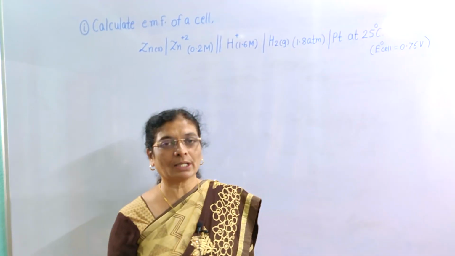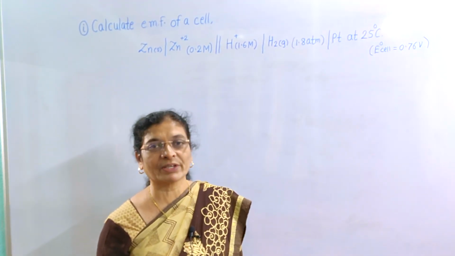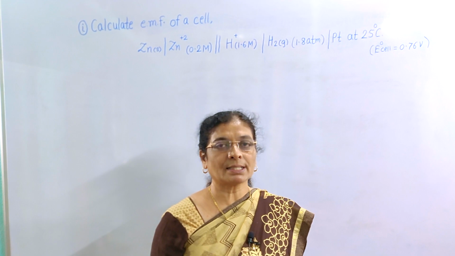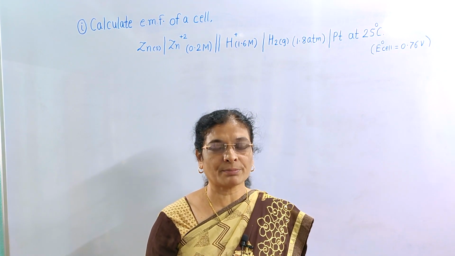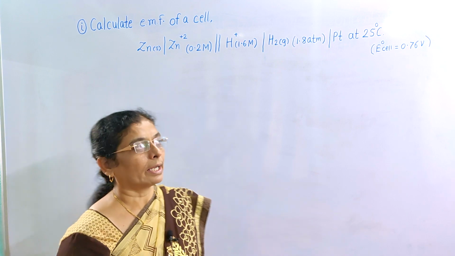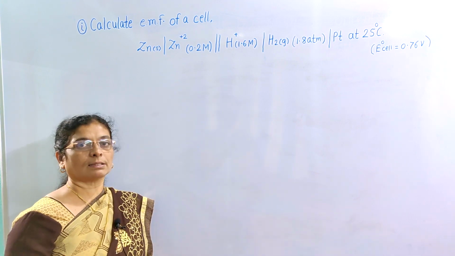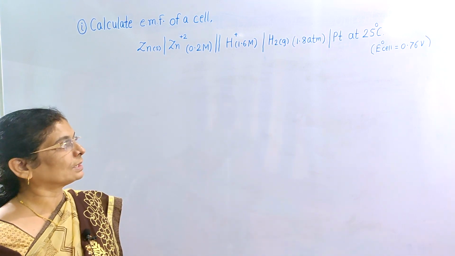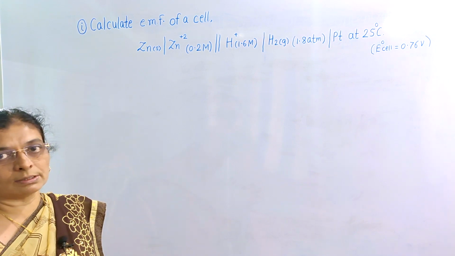In the last video, we learned about the Nernst equation, how the EMF of the cell can be calculated if you know the value of the standard EMF of a cell at any temperature, and at 25 degrees Celsius the equation is modified. Now we shall solve some problems based on the Nernst equation.